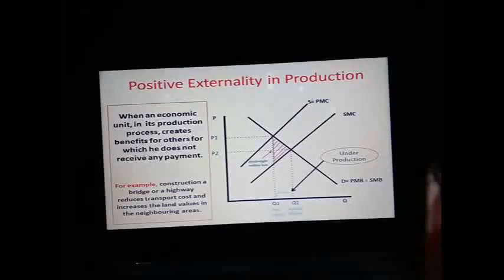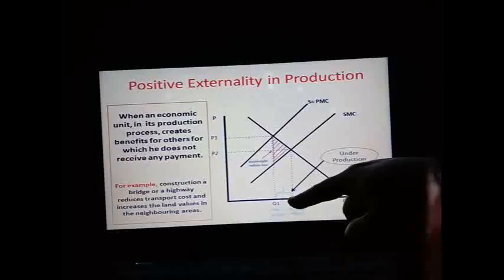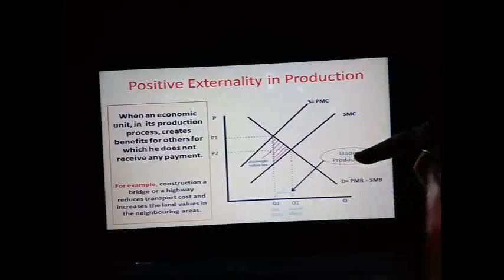Due to the divergence between our marginal external cost, marginal social cost, and marginal private cost, our market fails to fix the efficient quantity at Q2. So here we have underproduction. Why is it called underproduction? Because the society demands the optimal quantity up to Q2, but the producer is producing only up to Q1. So the gap between Q1 and Q2 is our underproduction, and that underproduction is due to the presence of positive externality in production.